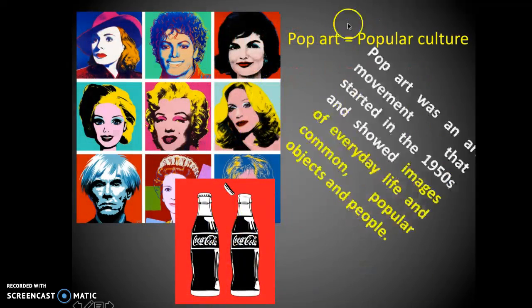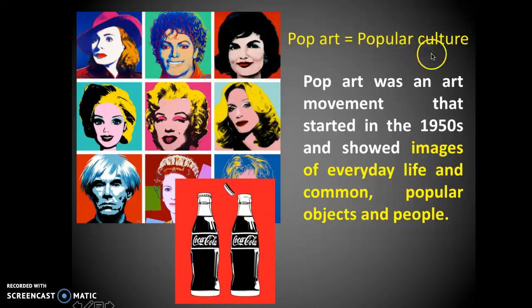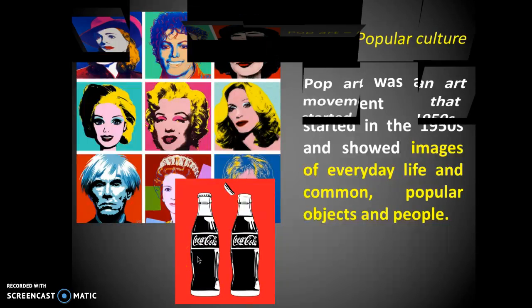So pop art is just a word that comes from the bigger word popular culture. Popular culture just means things that you recognize from your everyday culture, things that are popular. So pop art was an art movement that started in the 1950s. So that was definitely a long time ago. Some of the artists who first started pop art in the 1950s are no longer alive today. Images from pop art show everyday life and common popular objects and people. So you can see some celebrities, you can see some objects and things that you recognize from our culture today.